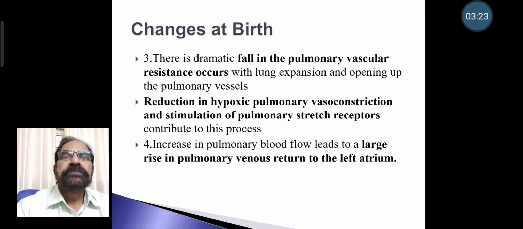The third one, there is a dramatic fall in the pulmonary vascular resistance with lung expansion and opening of the pulmonary vessels. Reduction in hypoxic pulmonary vasoconstriction and stimulation of the pulmonary stretch receptors contribute to this process. The fourth one, increase in the pulmonary blood flow leads to large rise in pulmonary venous return to the left atrium.